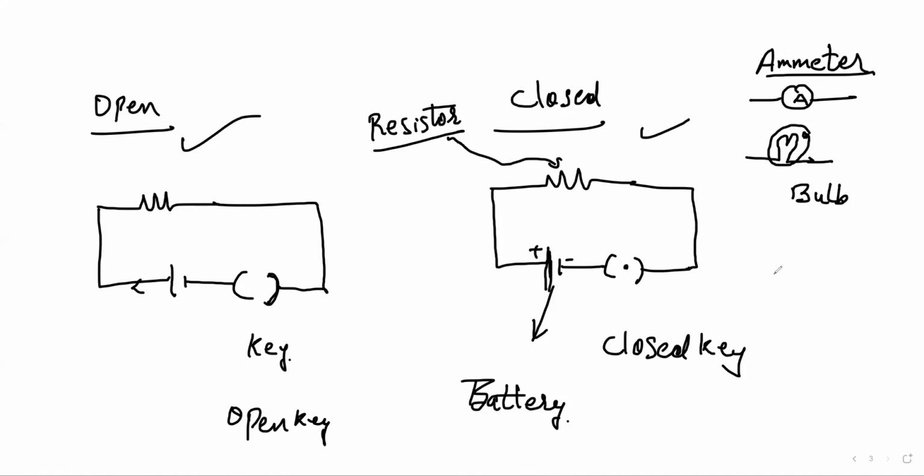Yes? Sir, in my book, a switch is shown in a different way. It's a simple line. Yeah, like this. Yes, sir. Like that is a switch. That is closed. Open. That is a switch. This is a key. It's both. No, this is key and this is switch. Both are the same. The work is the same, but we have different ways of use. This is open.